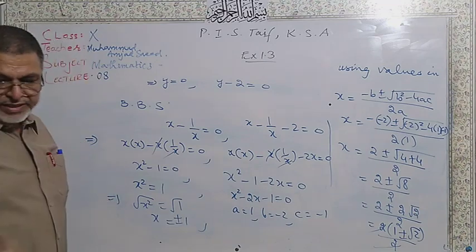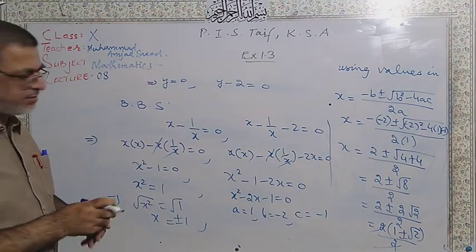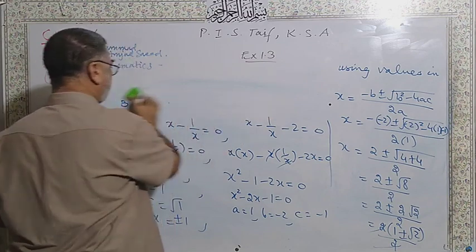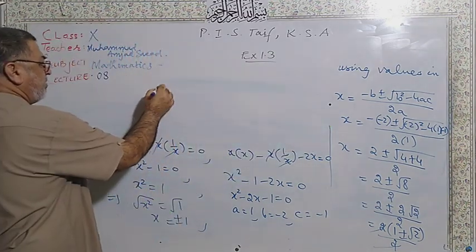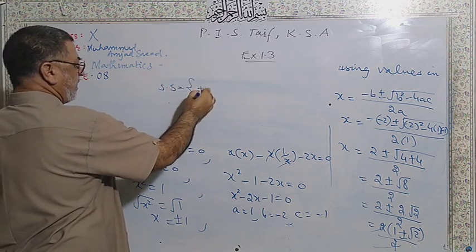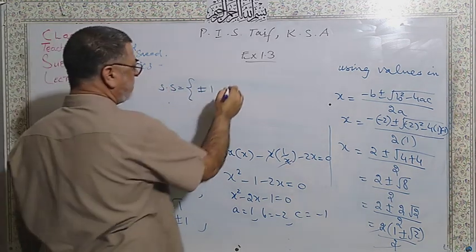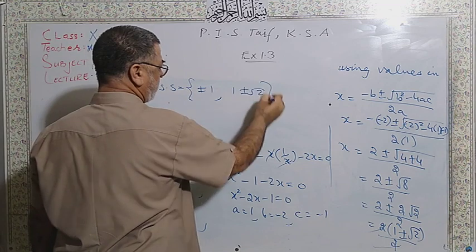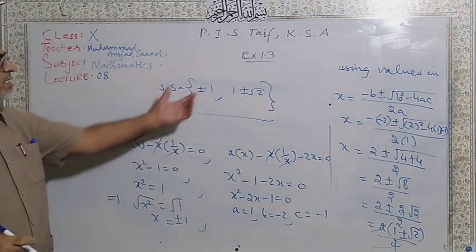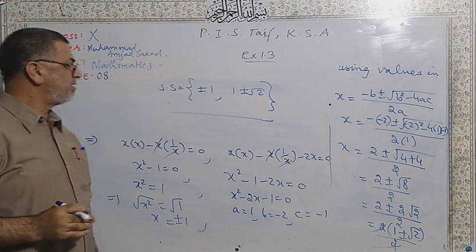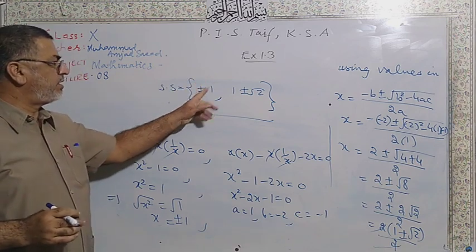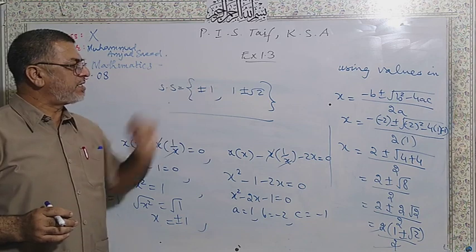So dear students, we have the answer. The solution set is plus minus 1 and 1 plus minus square root of 2. How many answers did you get? Definitely you got 4 answers: plus 1, minus 1, 1 plus square root of 2, and 1 minus square root of 2.